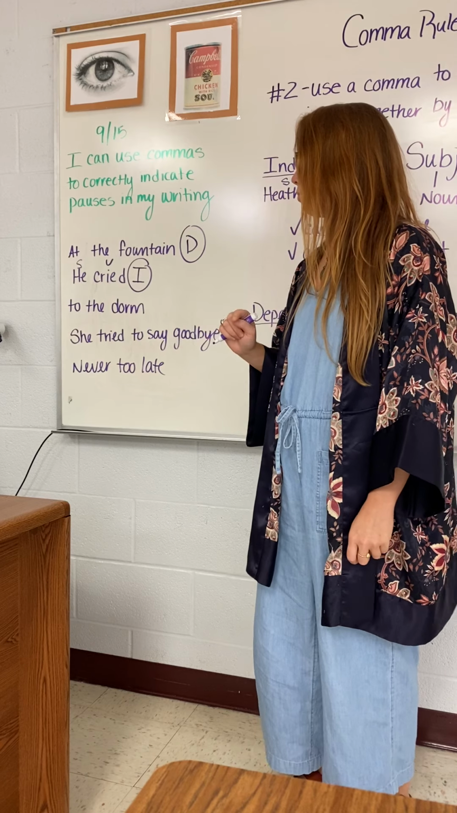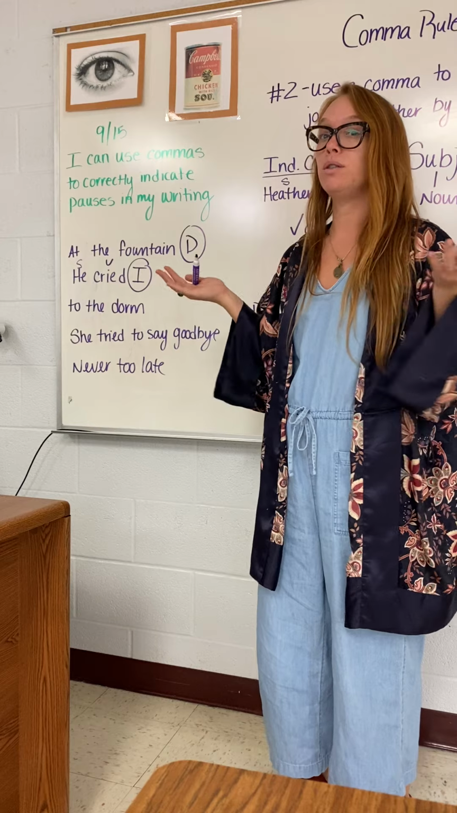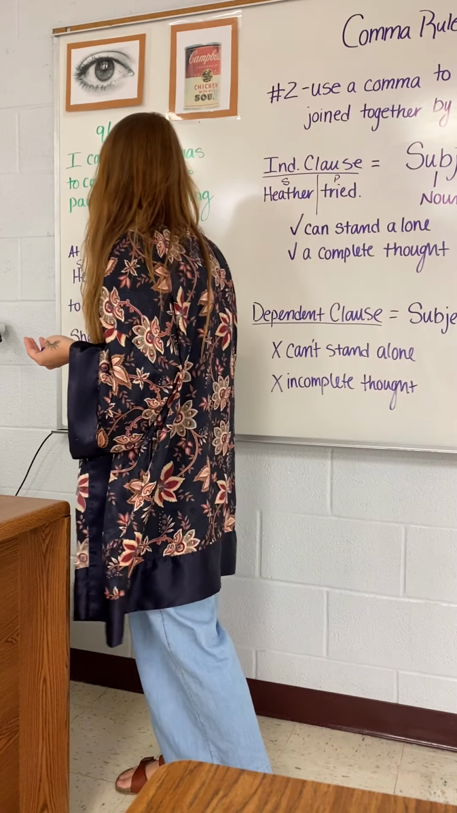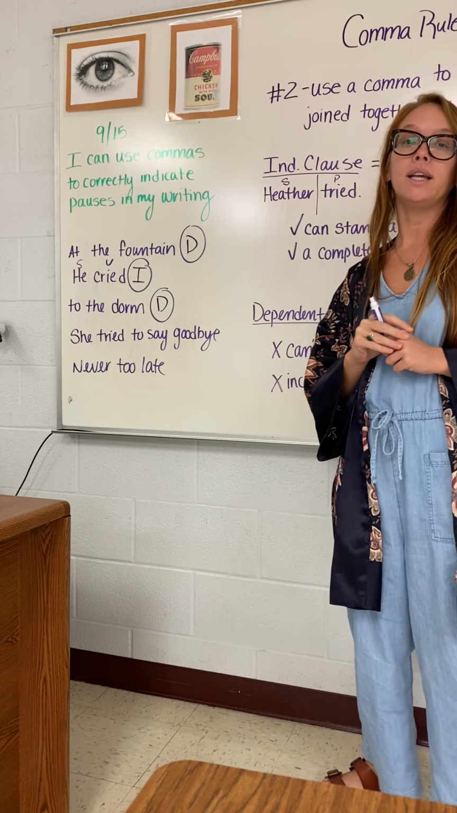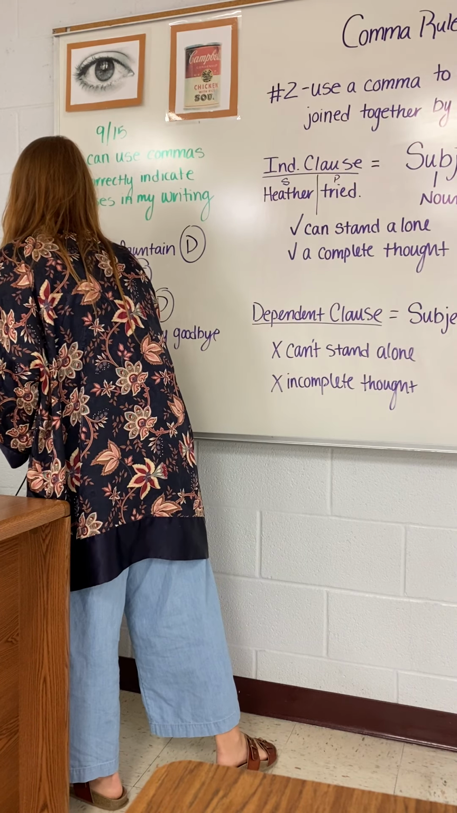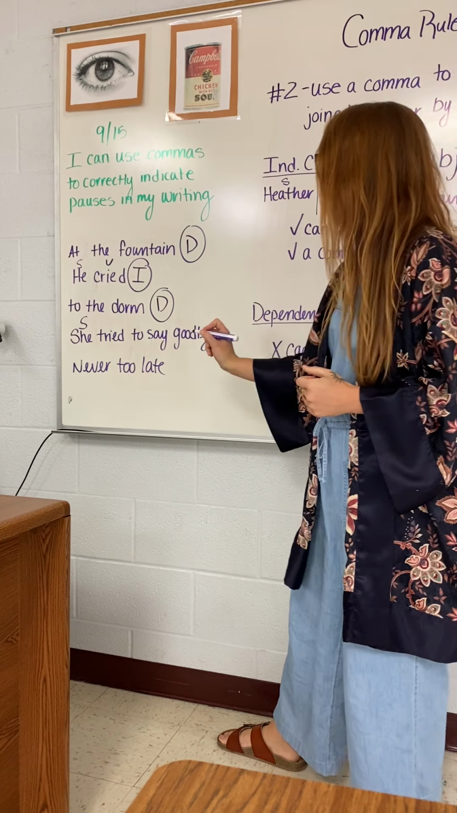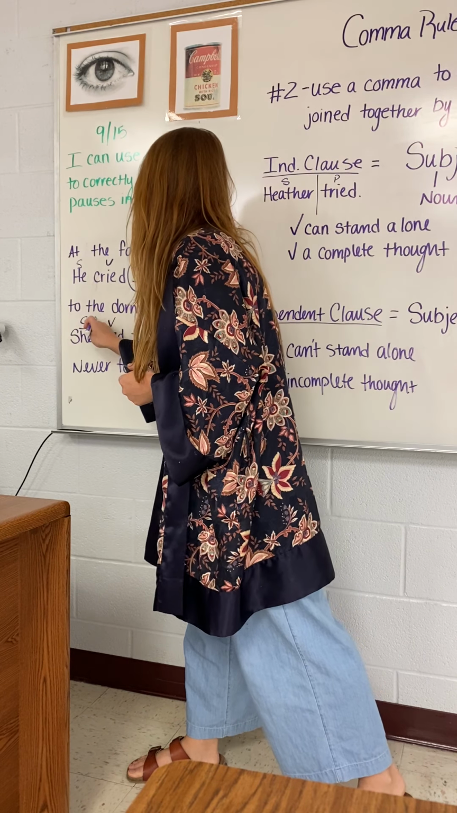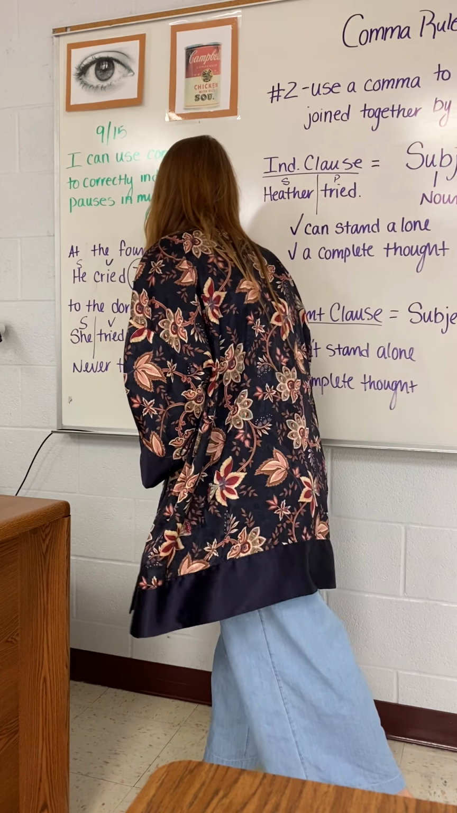To the dorm. Do we know who went to the dorm? How they went to the dorm? Why they went to the dorm? No, so therefore this is a dependent clause. She tried to say goodbye. Well, we know we have a subject. What is the action of our subject? Tried is our verb, that's our action. And then we have a complete thought to say goodbye. So we have an independent clause here.